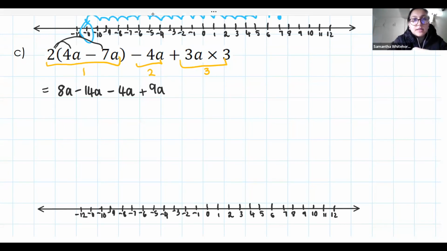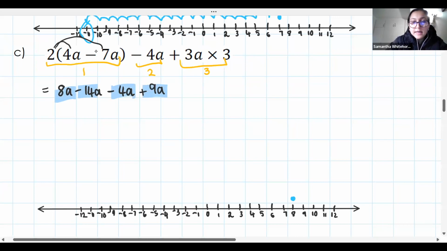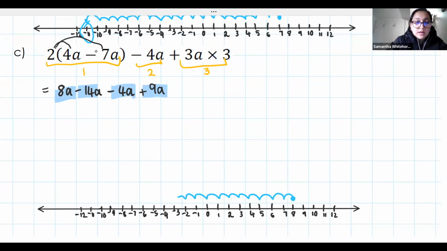Again, hopefully what we're seeing is that all of these are like terms, which means I can just go and add and subtract them. So if we go back down to our number line, here we are at 8a. We want to subtract 14. 1, 2, 3, 4, 5, 6, 7, 8, 9, 10, 11, 12, 13, 14. So I'm at negative 6. Then I want to subtract another 4. 1, 2, 3, 4. I'm now at negative 10. But now all of a sudden I want to add 9. 1, 2, 3, 4, 5, 6, 7, 8, 9.